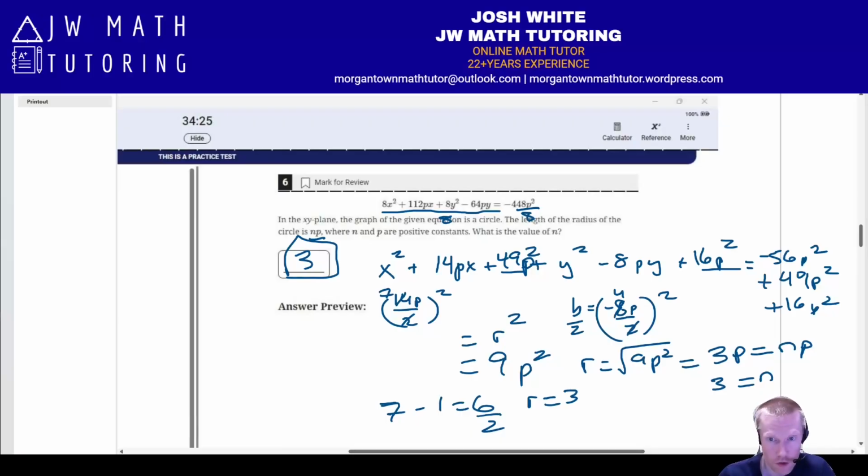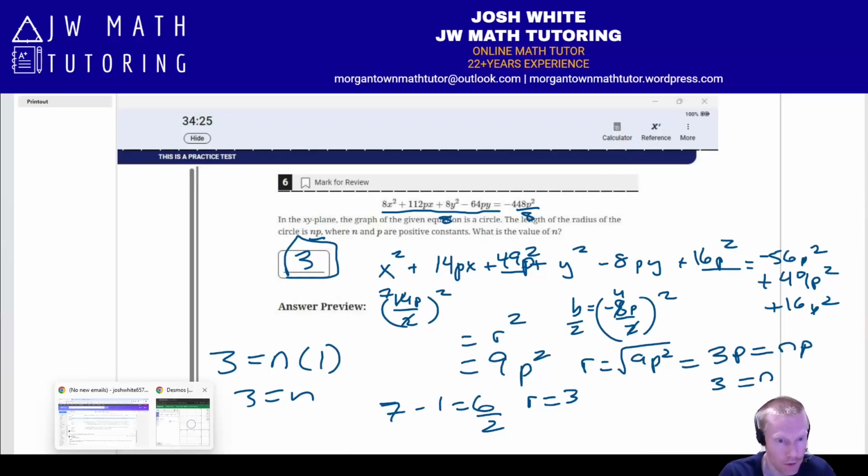So now they tell us also the length of the radius, which I just said is 3, is equal to n times p. So it's n times, what did I let p equal? I let p equal 1. So 3 is equal to n. That's the answer. Look how much quicker and faster that is than all this work that I wrote out.